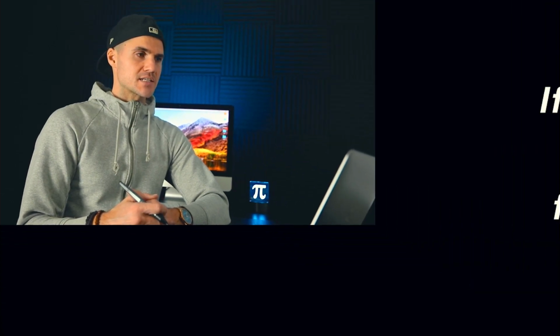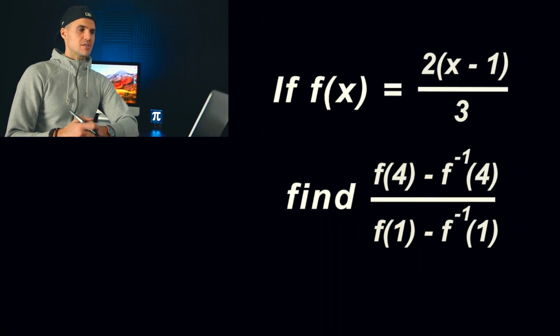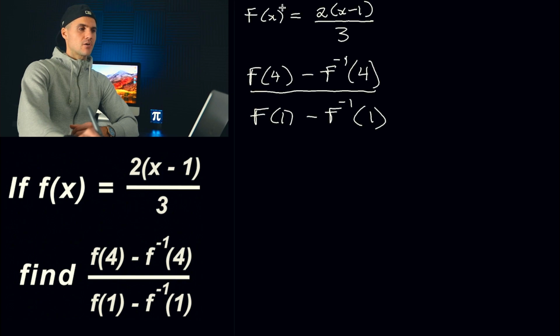Patrick here. Moving on to the next example in the Unit 1 Advanced Functions test. This one is going to be dealing with inverses. We are given this function, f of x equals 2 bracket x minus 1 all over 3. And we have to find the value of this expression: f of 4 minus f inverse of 4, all over f of 1 minus f inverse of 1.